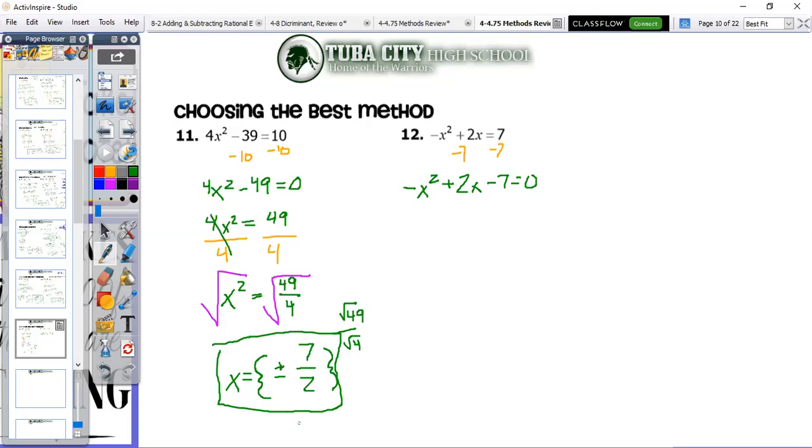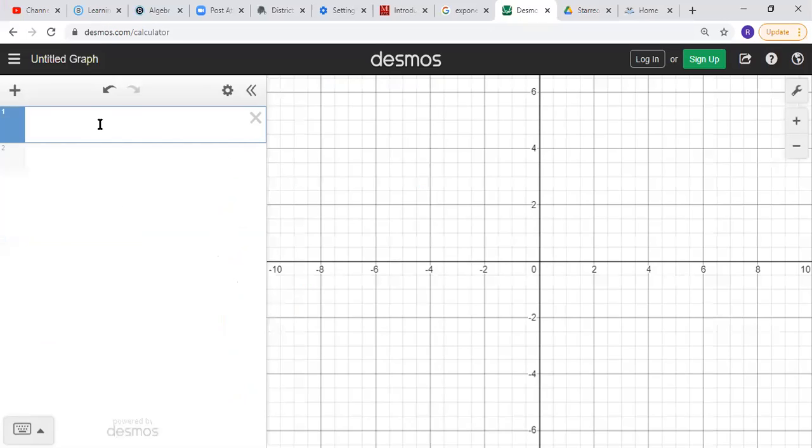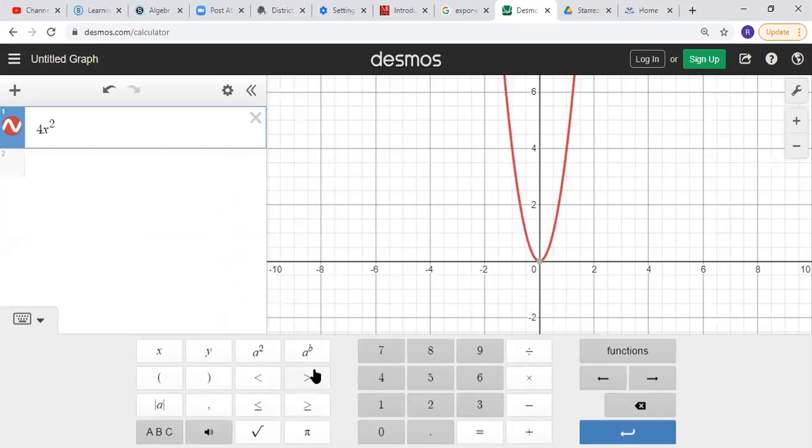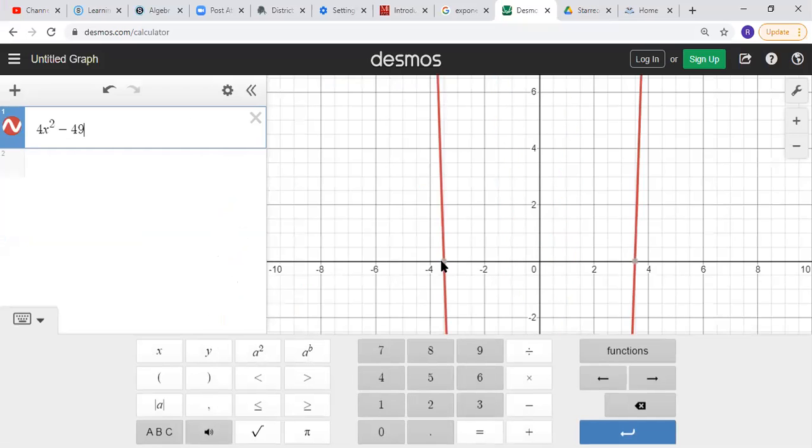Now, just because this is a pretty good opportunity, I'm going to go back to the graph and look at it. Now, pay attention, because 7 divided by 2 is 3.5. So as I go back to the graph, I'm going to punch this in. So 4x squared. And originally, it was negative 39 equals 10, or minus 49 equals 0. But if I set it equal to, well, let's see, minus 49, we should get a parabola.